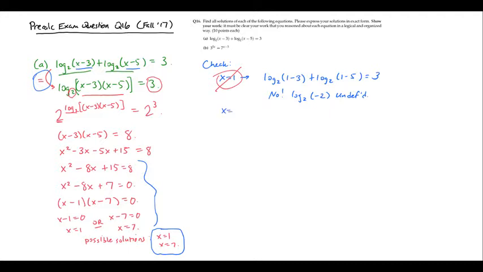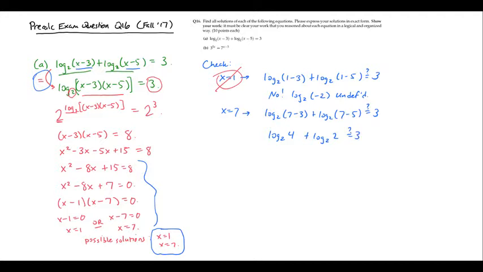What if x is 7? Will that work? Then I get log base 2 of 7 minus 3 plus log base 2 of 7 minus 5 equals 3. Alright, let's just put a little question mark there indicating that we are checking whether this is true. Let's say log base 2 of 7 minus 3, that's log base 2 of 4. And then here I got log base 2 of 2. Is that equal to 3?